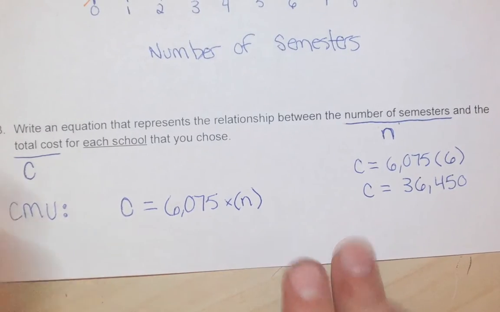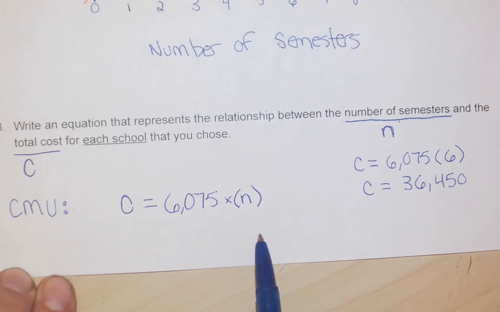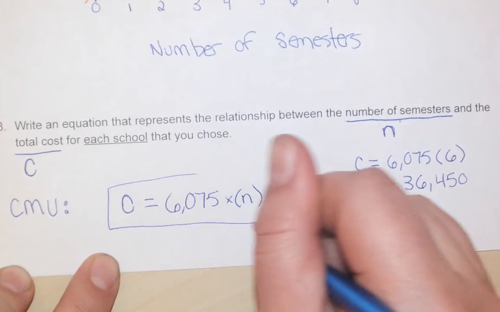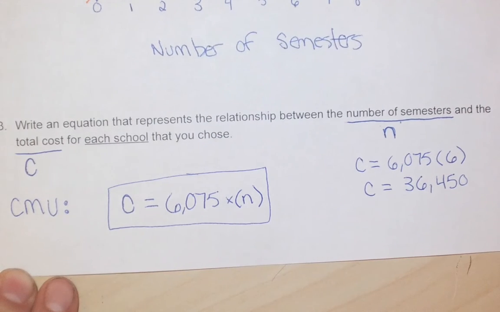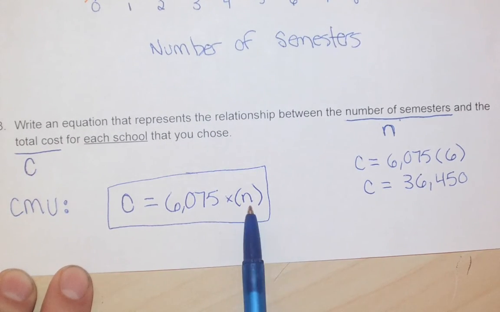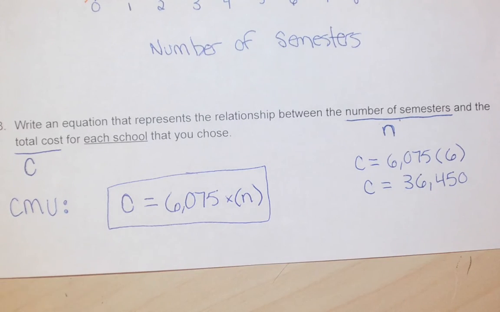So I know that this equation that I wrote right here actually works when I substitute in different values. So this is the equation that I want to use, where the variable c represents total cost and n represents the number of semesters.